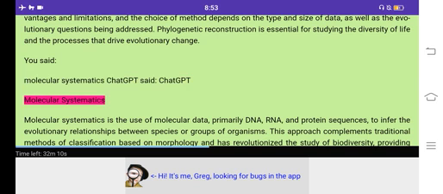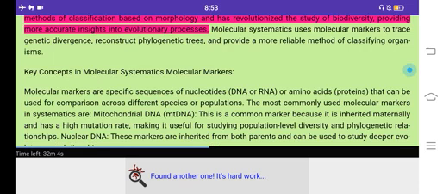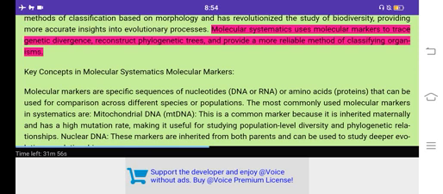Molecular systematics. Molecular systematics is the use of molecular data, primarily DNA, RNA, and protein sequences, to infer the evolutionary relationships between species or groups of organisms. This approach complements traditional methods of classification based on morphology and has revolutionized the study of biodiversity, providing more accurate insights into evolutionary processes. Molecular systematics uses molecular markers to trace genetic divergence, reconstruct phylogenetic trees, and provide a more reliable method of classifying organisms.